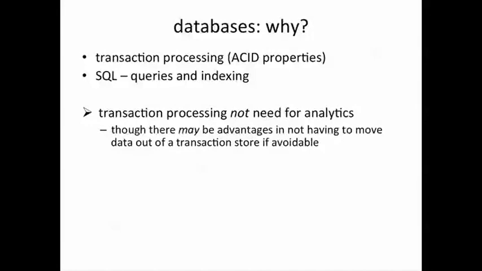But the point we need to think about is whether or not you actually need transaction processing for analytics. Clearly, we don't, and that's why we developed column-oriented databases. At the same time, there may be some advantages in not having to move the data out of a transaction store and still being able to perform analytical queries, or OLAP queries, on them if you can avoid moving it, so that you don't need to incur the overhead of transferring data from a row-oriented transaction processing database to, say, a column-oriented analytical database.